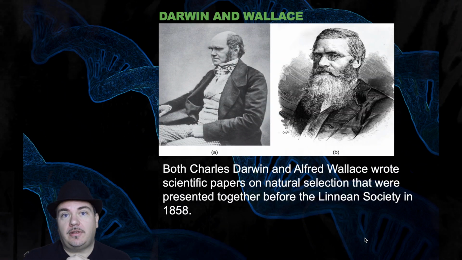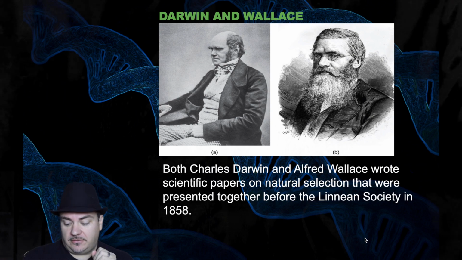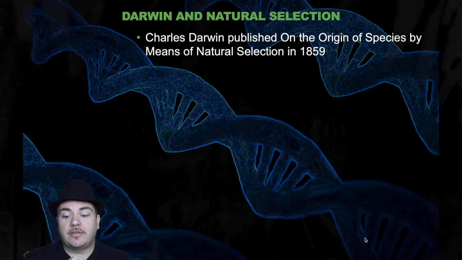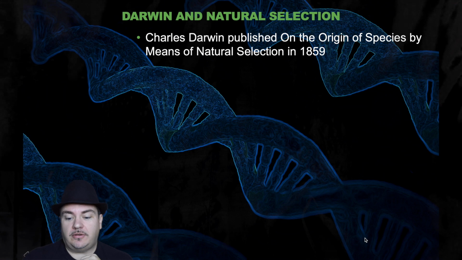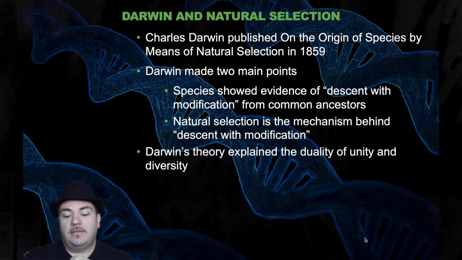So Charles Darwin and Alfred Wallace wrote scientific papers on natural selection and presented them together in 1858. Charles Darwin published On the Origin of Species by Means of Natural Selection in 1859. In this book, he made two main points. Species show descent with modification from common ancestors, and natural selection is a mechanism behind descent with modification. Darwin's work can explain the unity and diversity we see in life.